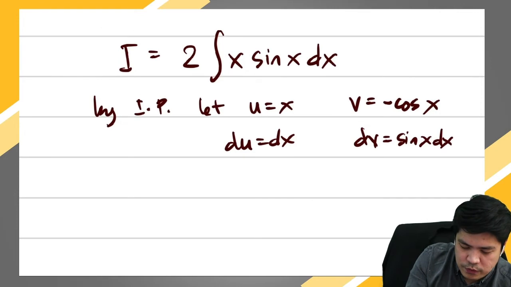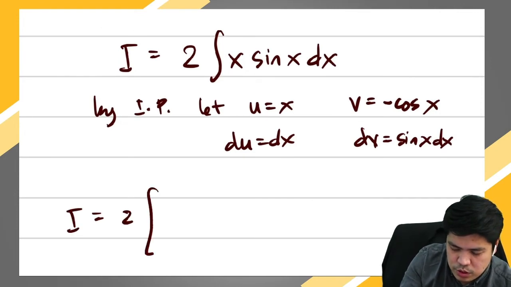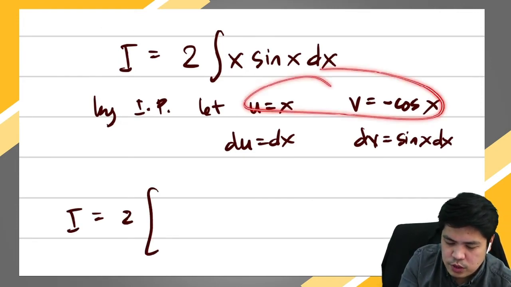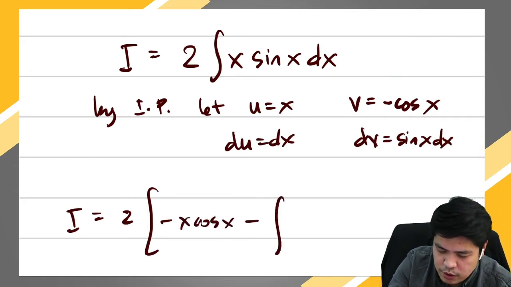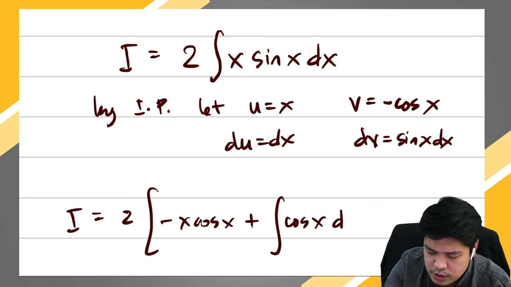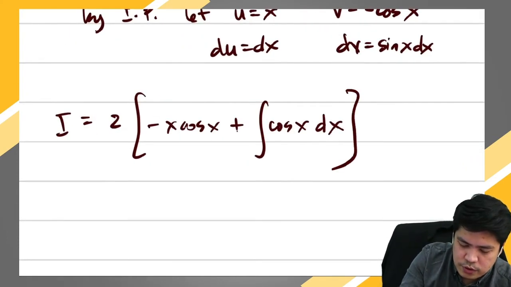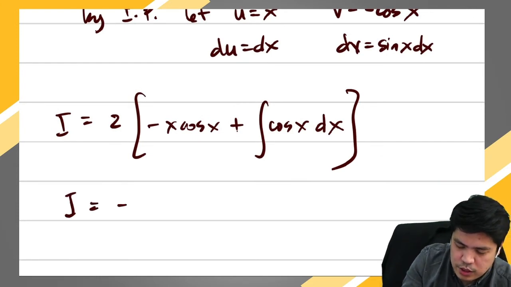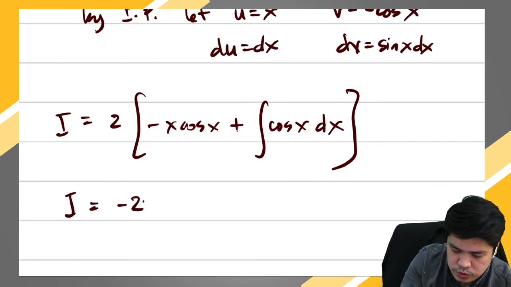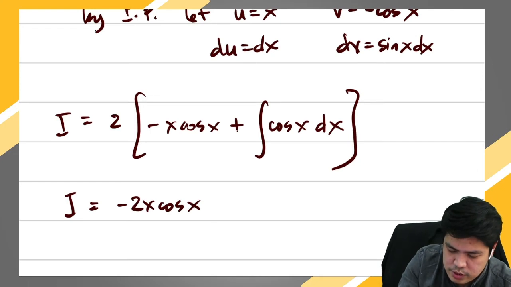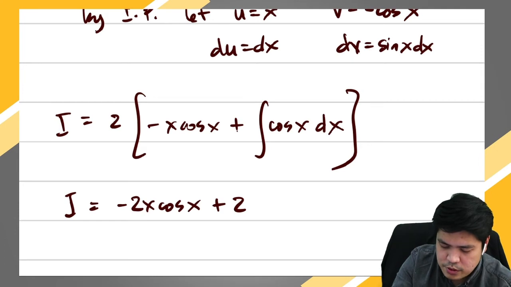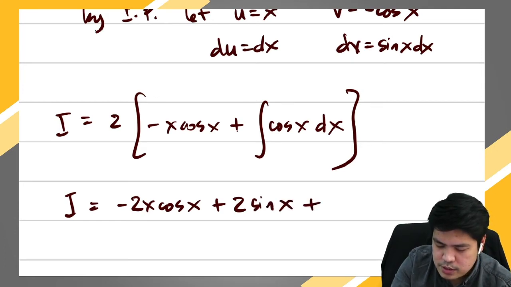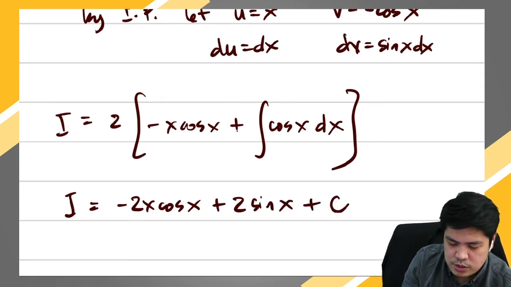So, therefore, I is equal to 2 times uv, negative x cosine x minus integral of v du. So, negative cosine x dx. So, therefore, I is equal to negative 2x cosine x plus 2, the integral of cosine is positive sine. Tama ba? Positive sine plus c. So, that would be our answer.